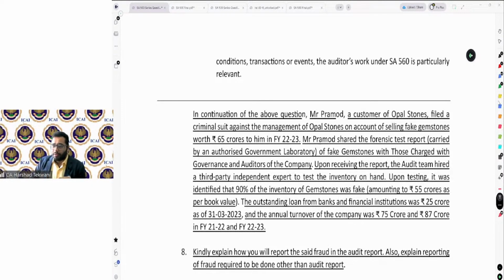Now, 90% of the gemstones were fake, valuing 55 crores as per the book value. Now see the inventory value in comparison to the turnover. If you compare the inventory value with the turnover, it is very material. Where will you report this fraud, in the audit report and outside the audit report?